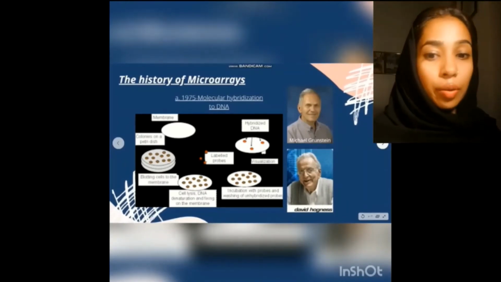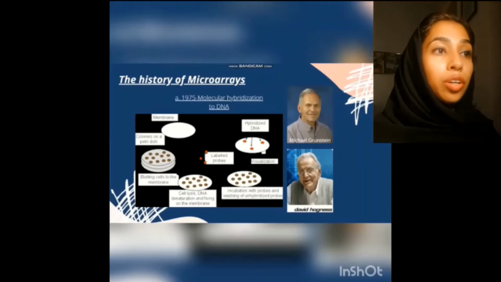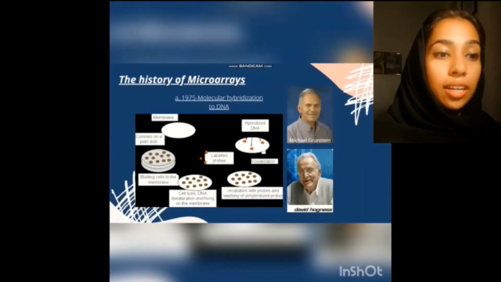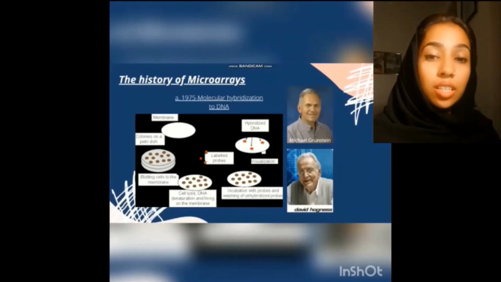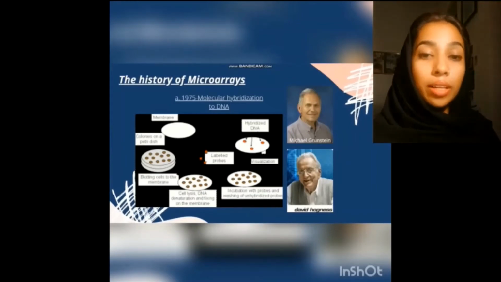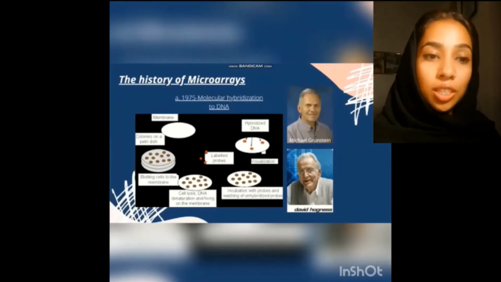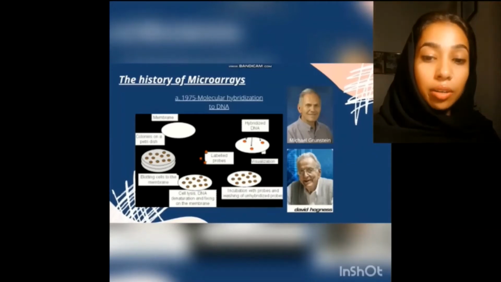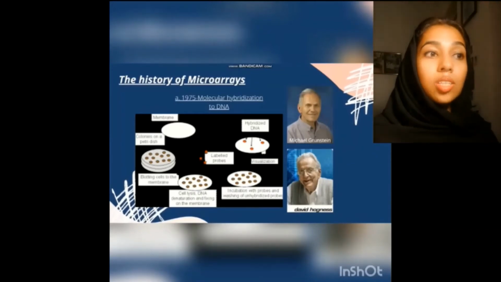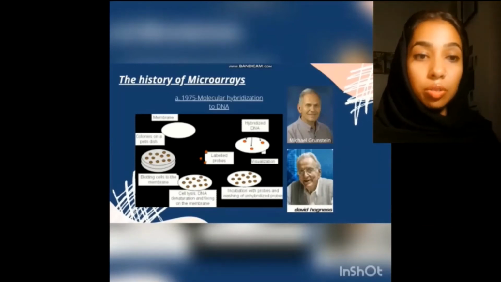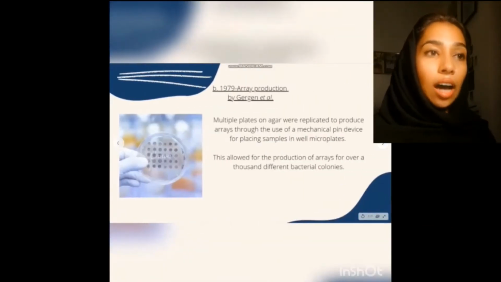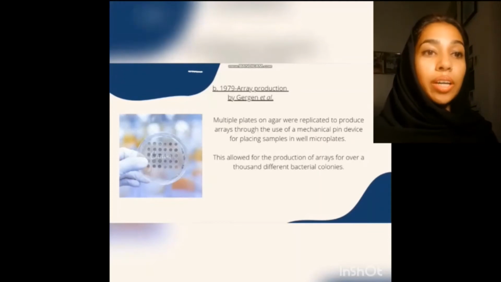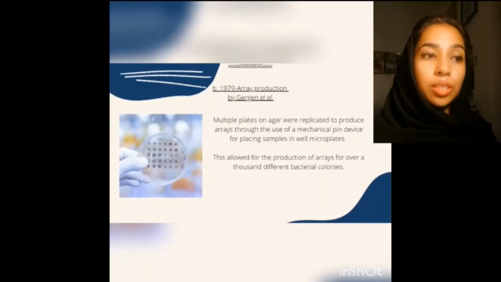Going down to the history of microarrays, we can talk about the first known molecular hybridization of DNA by Michael Grunstein and David Hogness. In 1975, these two scientists performed an experiment whereby they had a plate of E. coli bacteria and they blotted this plate onto a nitrocellulose membrane. They then released labeled DNA probes onto this membrane and they saw that the DNA hybridized with certain molecules, the mRNA. Taking this idea, Gergen et al. then produced multiple plates of agar which were replicated to produce arrays through the use of a mechanical pin device for placing samples in well microplates. This allowed for the production of arrays over 1,000 different bacterial clones.